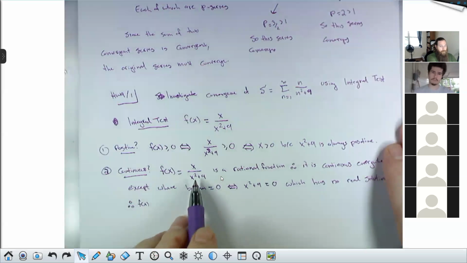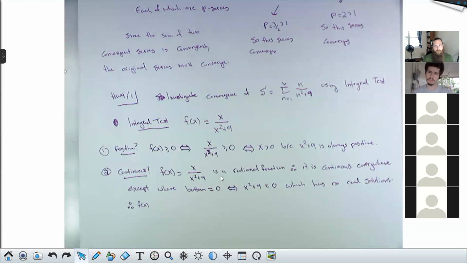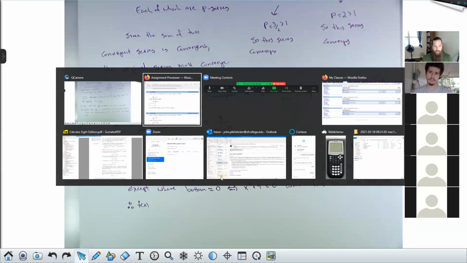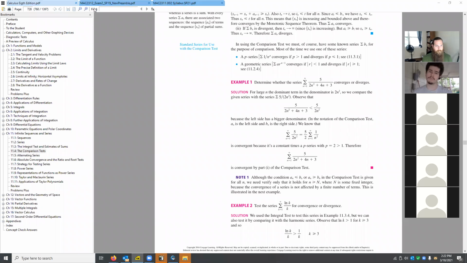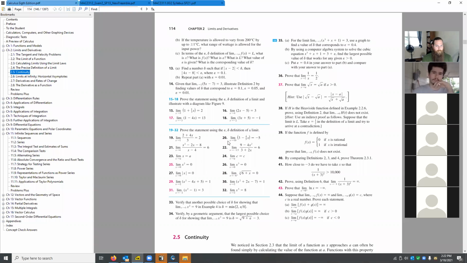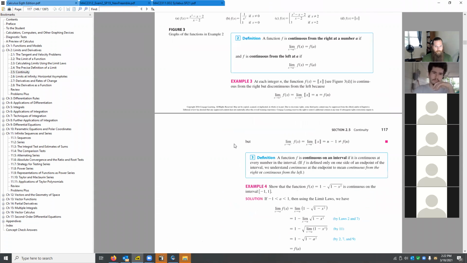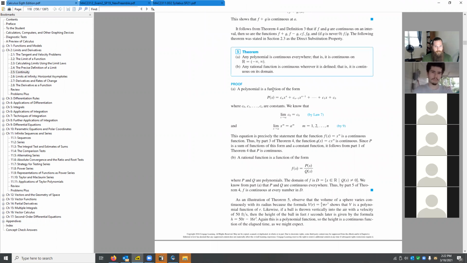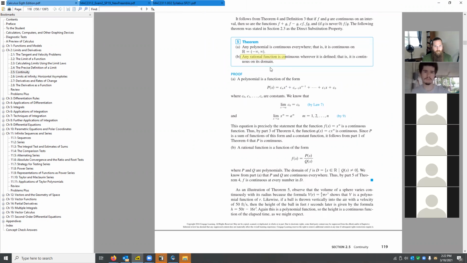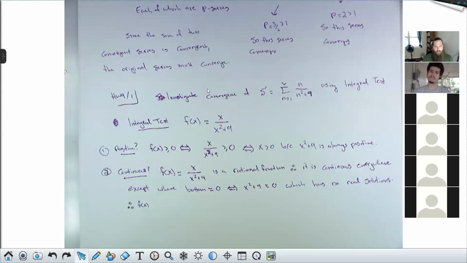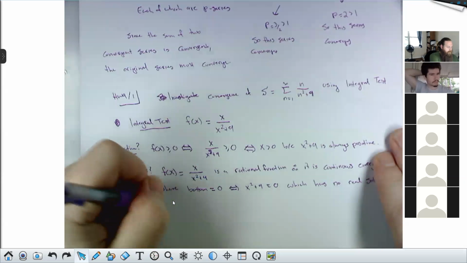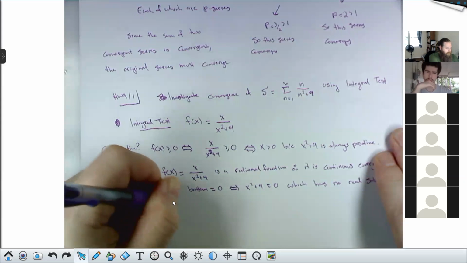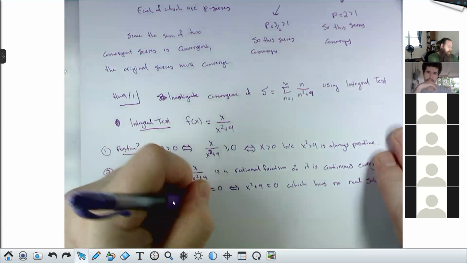And I'm leaning on a theorem, right? I'm leaning on that theorem from 2.5 that we discussed in class earlier. Theorem 5 from section 2.5: a rational function is continuous wherever it is defined. That is, continuous on its domain. So this is a rational function, and its domain is all real numbers because the bottom is never 0. So f of x is continuous everywhere.